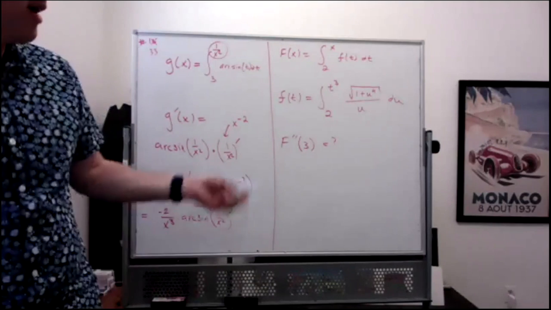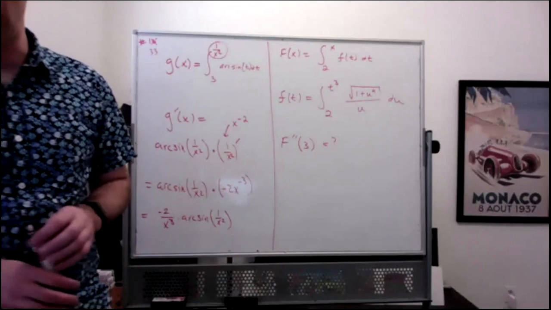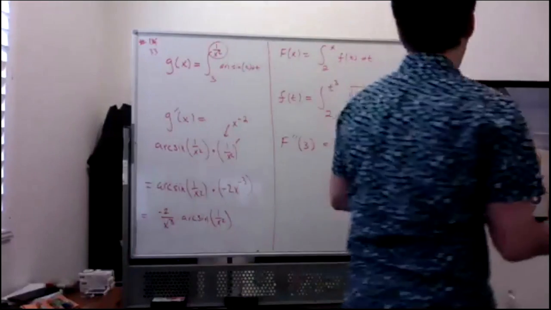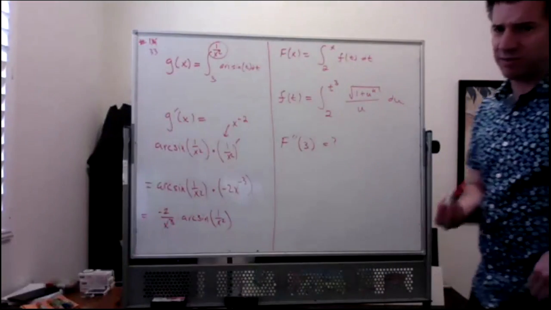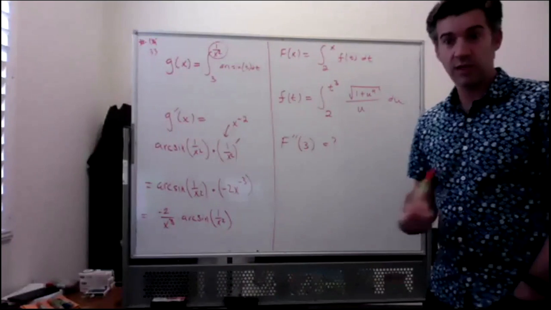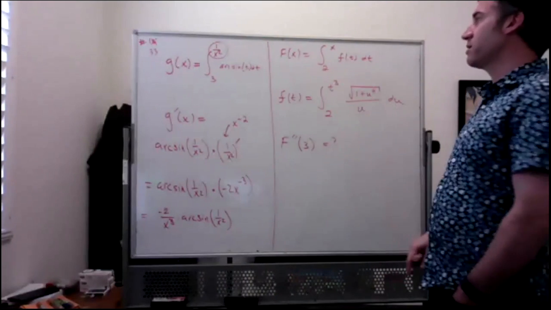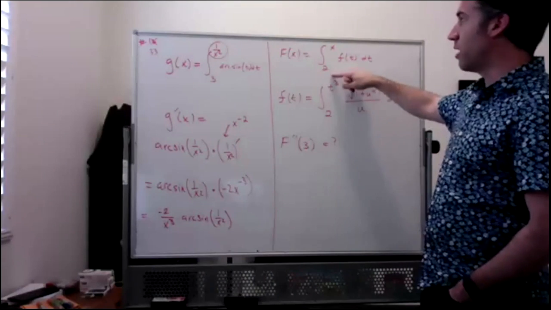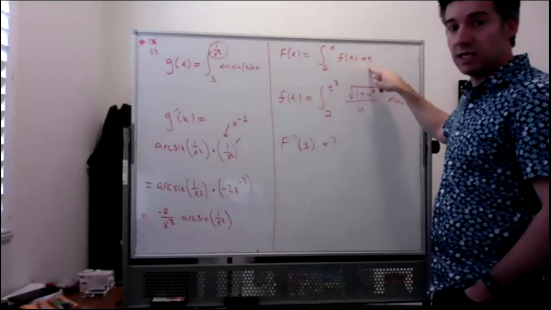So let's look at the next one I have on the board here, which is definitely more complicated. This is like problem 34 on the web work. And it actually took me a minute to think through how it works. So here's what they're giving you. They're giving you capital F of x is the integral from some constant to x of f of t dt.